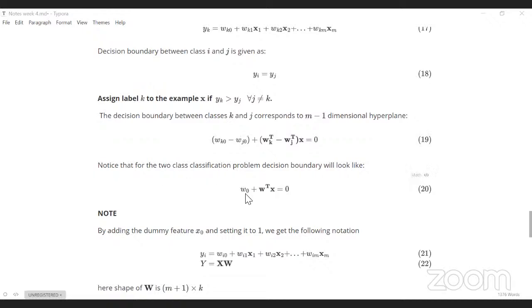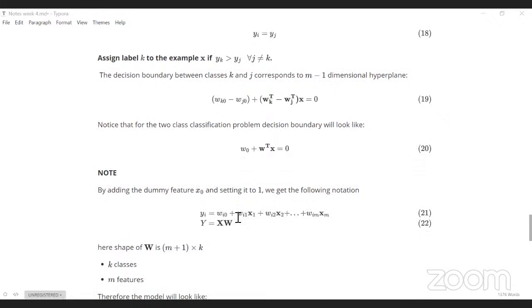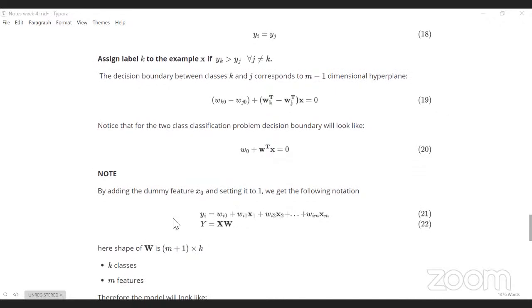For a two class classification problem, we can simply write it as W0 plus W transpose X equal to 0. We need not find two discriminant functions. We can use both the methods, but it's going to be the same.